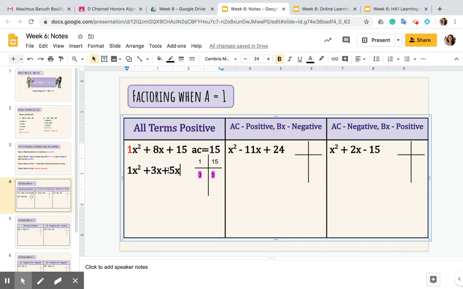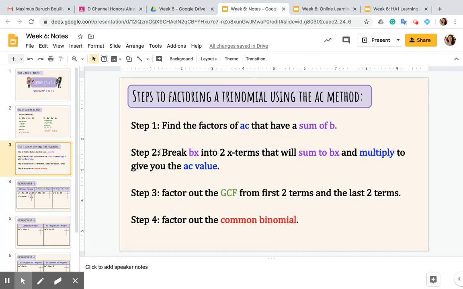Notice I'm rewriting it so that these 2 factors add to give me the 8x back, because we don't want to change the polynomial. We don't want it to equal anything different. We just want to rewrite it. And then the plus 15 comes down for the right. You with me, Honors Algebra 1? This is not easy stuff.